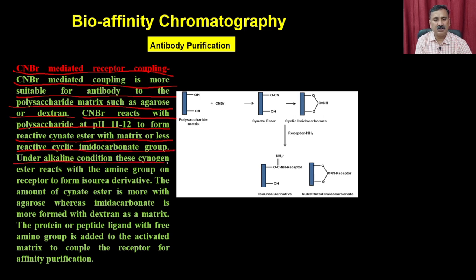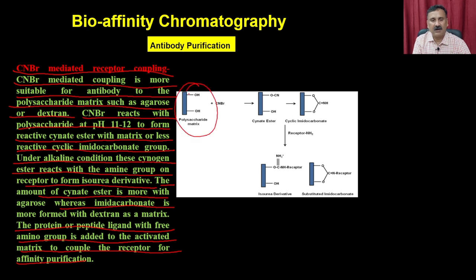Under alkaline conditions, these cyanogen esters react with the amine groups on the receptor to form isourea derivatives. The amount of cyanate is more in the agarose. The protein or peptide ligand with a free amino group is added to the activated matrix to couple the receptor for affinity purification.